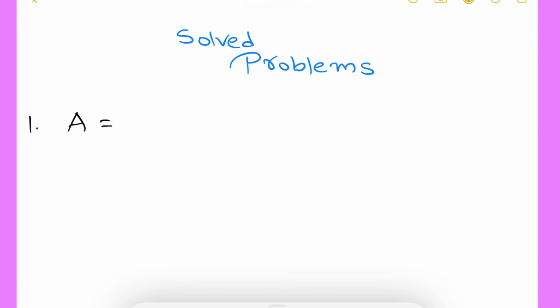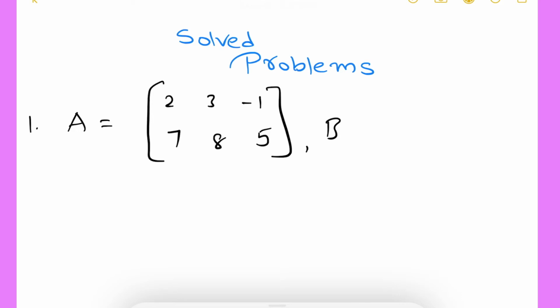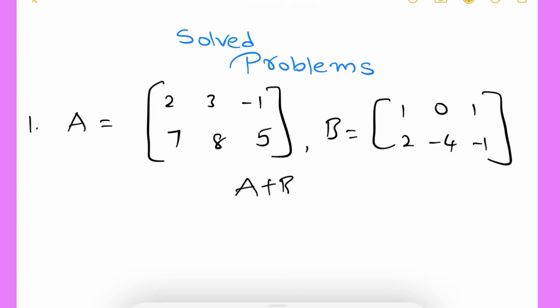Matrix A is given as 2, 3, minus 1, 7, 8, 5, and matrix B is given as 1, 0, 1, 2, minus 4, minus 1, and he is asking to find the value of A plus B.